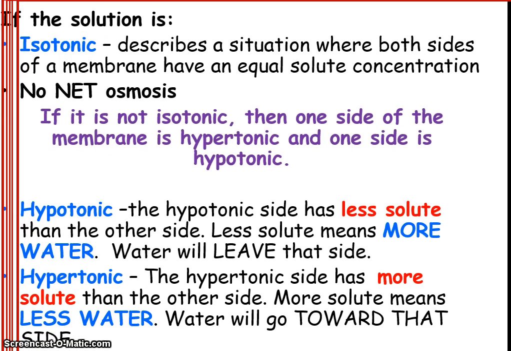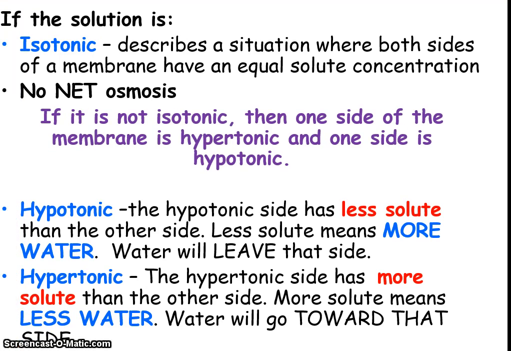Okay, so if the solutions are not isotonic to each other, then that means that one side is going to be hypotonic, meaning it's going to be the side that has less solute, and the other side is going to be hypertonic, which is going to be the side that has more solute. Remember that if there's more solute, I just showed you this, that means there's less water, and therefore water's always going to go from higher concentration to lower concentration, so you can kind of just memorize that water's always going to go to the hypertonic side. So let me show you an example of this.